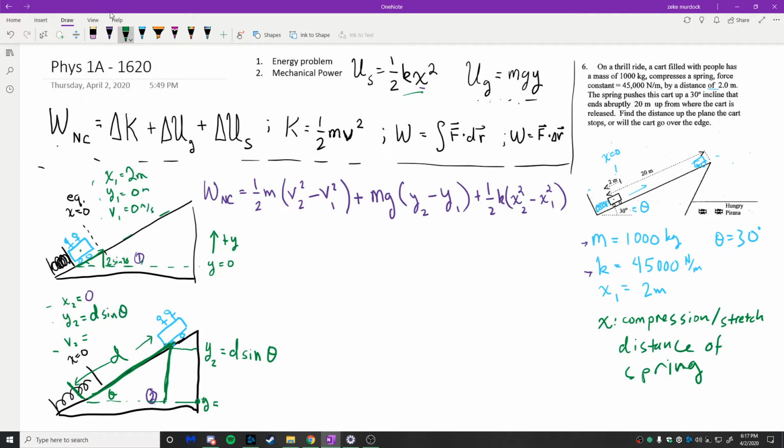And then what about v2? What would we put in for v2? What do we put in for this guy here? What's the velocity going to be at this point?